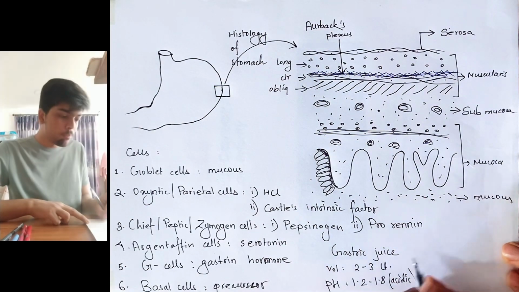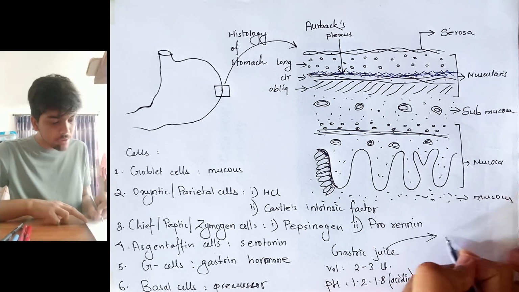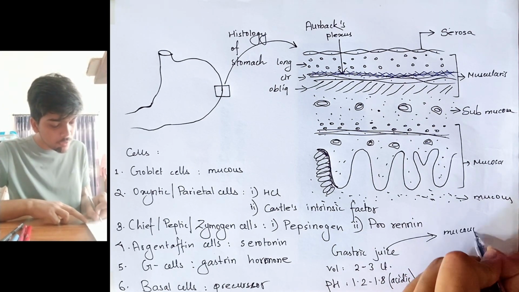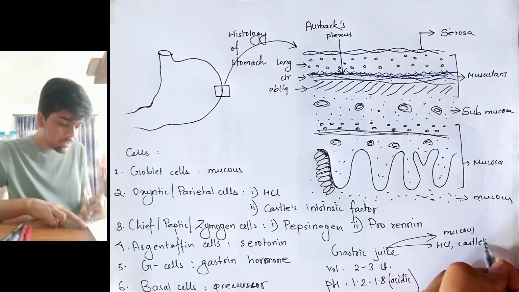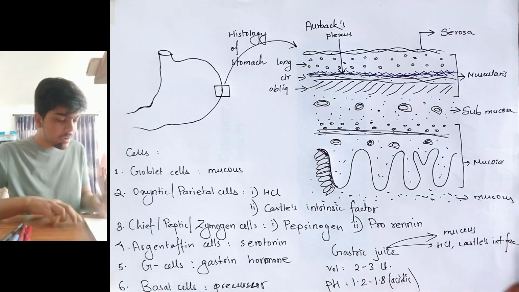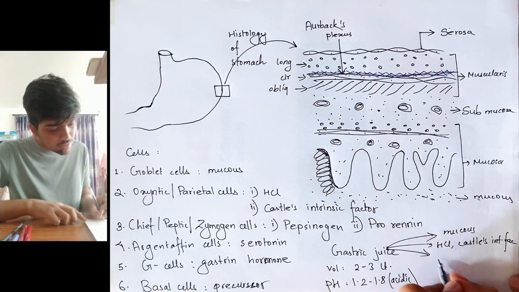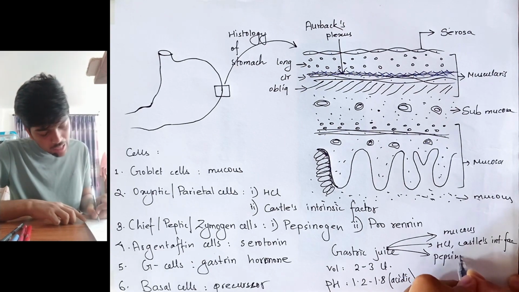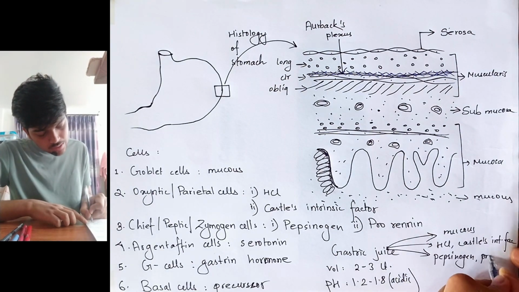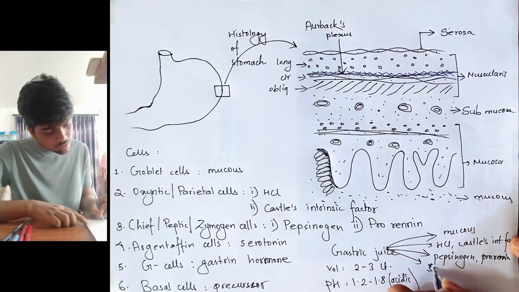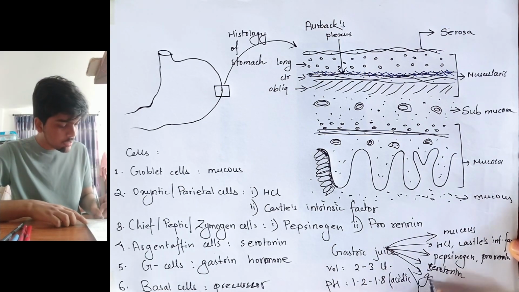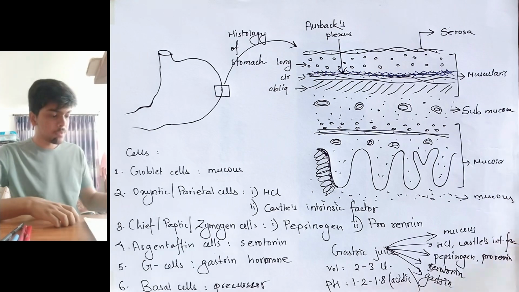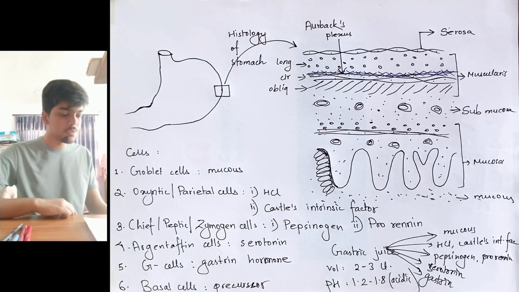So the gastric juice composition, what does it contain? It contains mucus secreted by goblet cells. It contains hydrochloric acid and Castle's intrinsic factor secreted by oxyntic cells. It contains pepsinogen as well as prorenin secreted by chief cells. It contains serotonin secreted by enterochromaffin cells, and it contains gastrin secreted by G cells. So this is the composition of gastric juice.